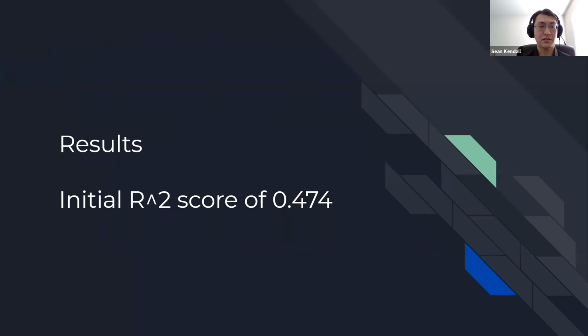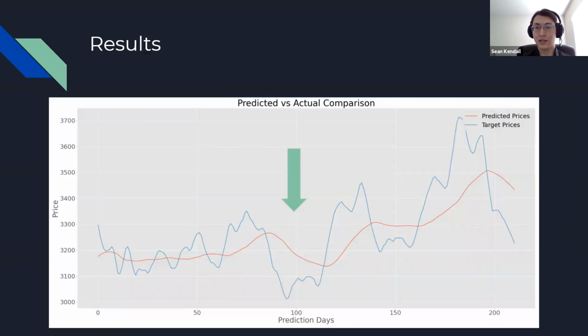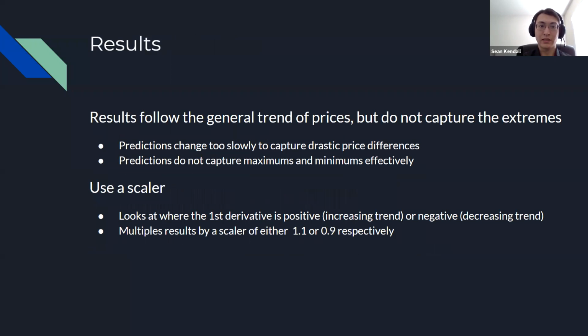And my initial results, I got an initial R-squared score of 0.474, and this is an all right score, but not great. Here's the graph of that, with the blue line as the target prices and the red line as the prediction prices. And in particular, pay attention to where the arrow is pointing. And these results follow a general trend of the prices, but don't capture the extremes very well. The predictions change too slowly to capture the drastic price differences, and they don't capture the maximums or minimums effectively.